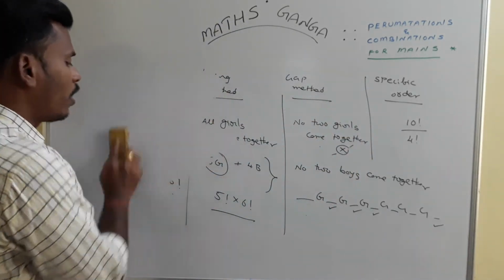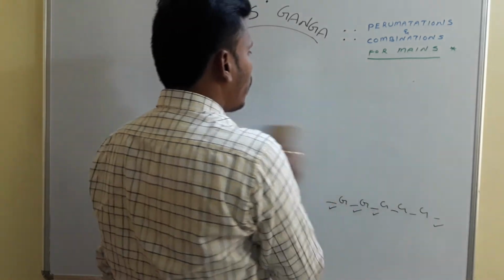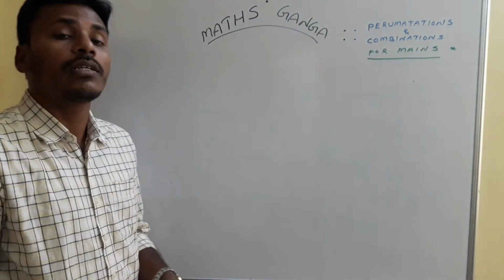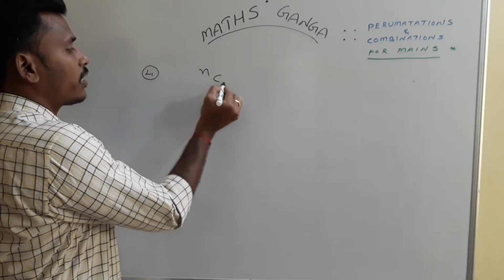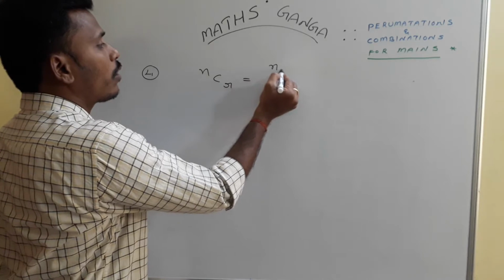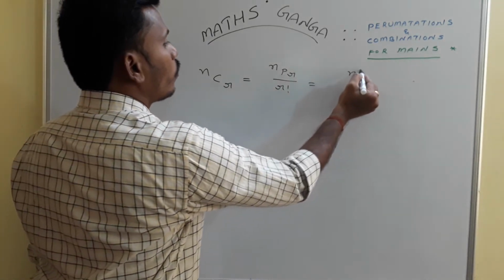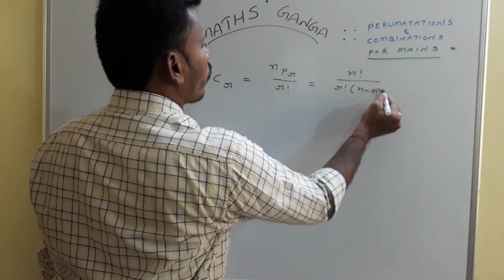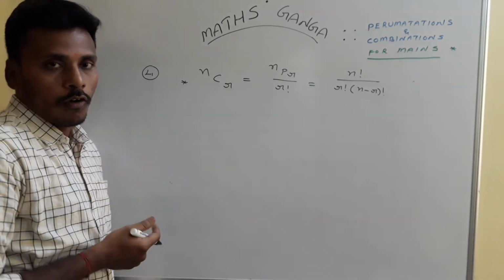Whereas coming to the fourth conceptual idea, it is about combinations. Already we discussed the definition of combinations. Combinations are nothing but selections. And what is selection? NCR is nothing but NPR by R factorial, which is nothing but N factorial by R factorial times of N minus R factorial. This is the basic definition and the formula of NCR.